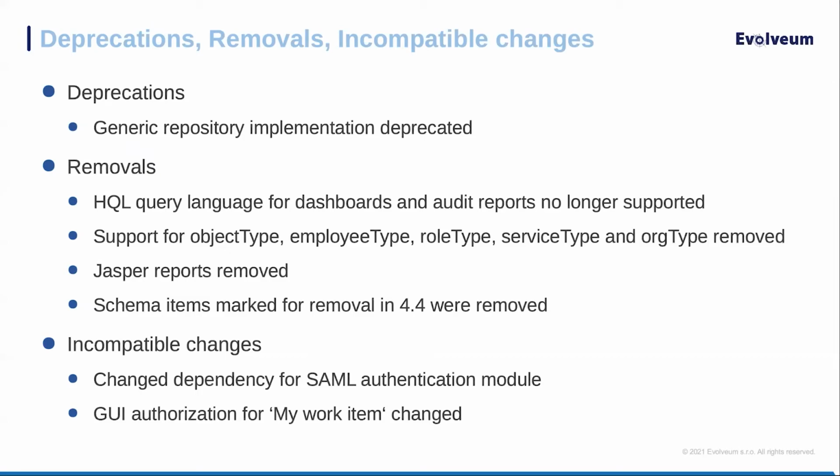Object type, employee type, role type, org type, and service type were removed as well. They were deprecated for a long time, and previously they were replaced with subtype. Since Tesla, it is even recommended to migrate the usage of subtype to archetypes, as the support for subtype is also deprecated and will probably be removed soon. Before upgrading to Tesla, please use Ninja to verify that your configuration files don't contain anything marked for removal in 4.4, as all the elements targeted for removal in 4.4 were actually removed. For the full list of deprecations, removals, and incompatible changes, please see the full release notes.